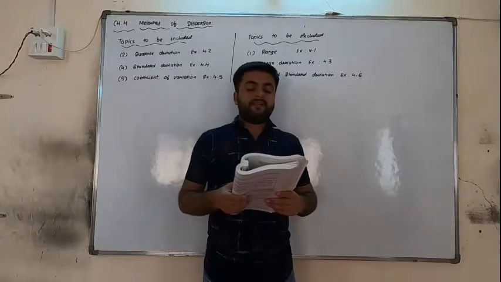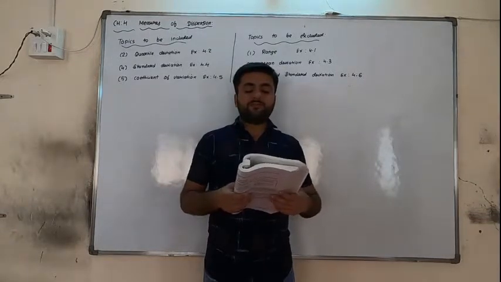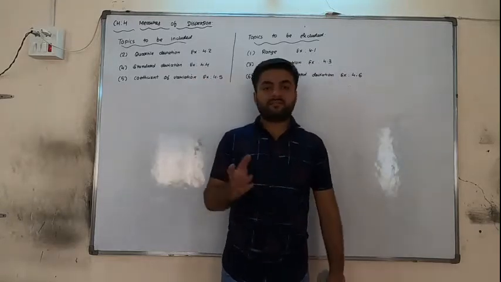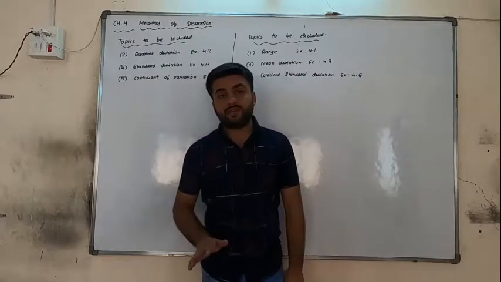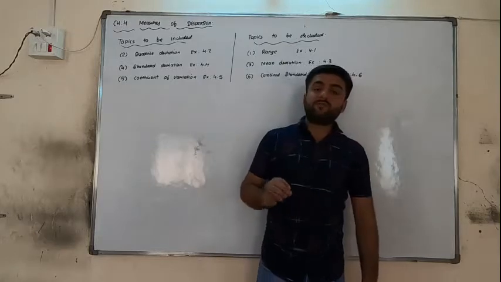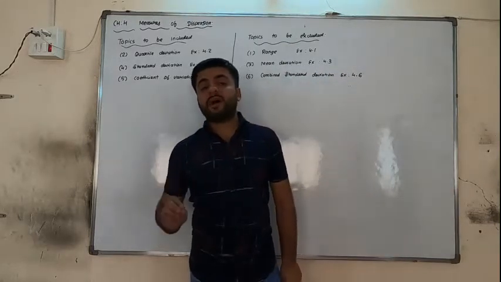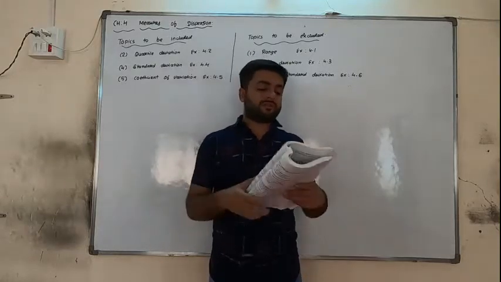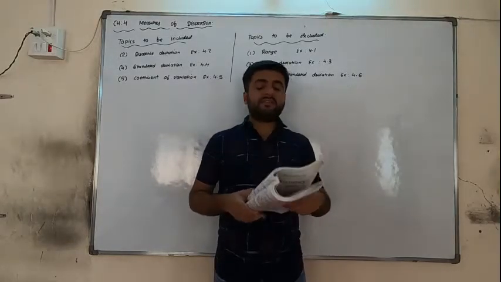Number one, the definition of a measure of dispersion should be clear and unambiguous. This means the measures which we are learning, whether to be learned or not, should be such that they are understood by all. It should be clear and unambiguous, meaning it should not be very difficult to understand. It should be simple and easy to compute.